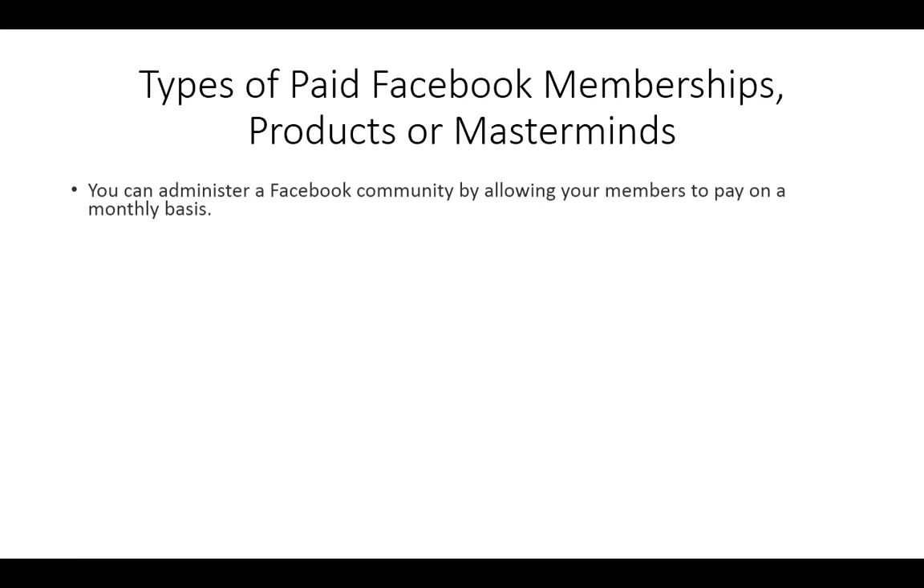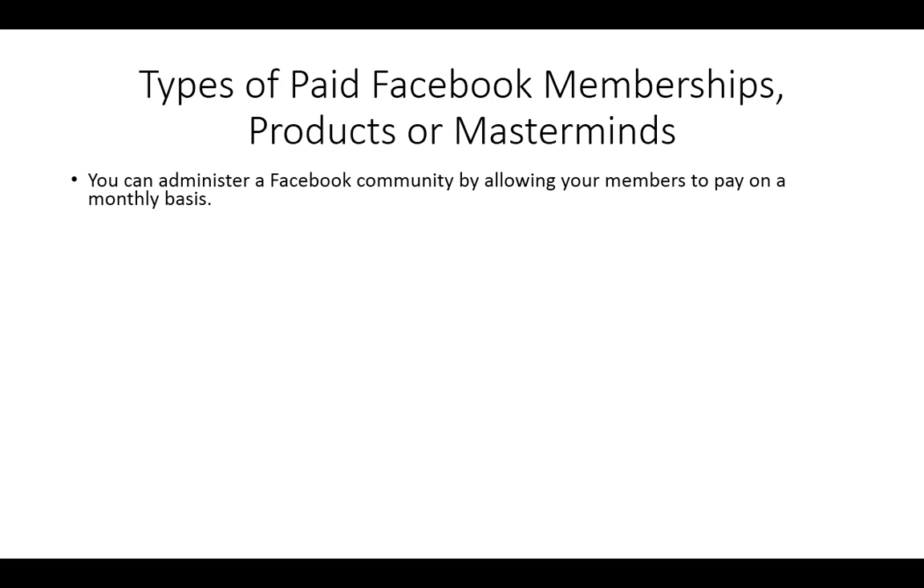Now, the truth of it is that you can administer a Facebook community by allowing your members to pay on a monthly basis. This is a recurring membership. This is probably the best of all worlds when you find that you have a membership that's really going to support people paying on a monthly basis. You've gotten proof that people are buying magazines. You've gotten proof that it's something that people are searching for, that it's something that people have been interested in over the last 12 months.